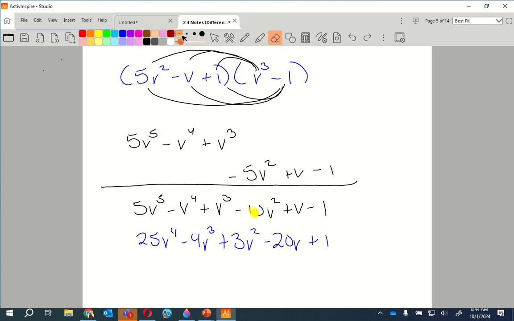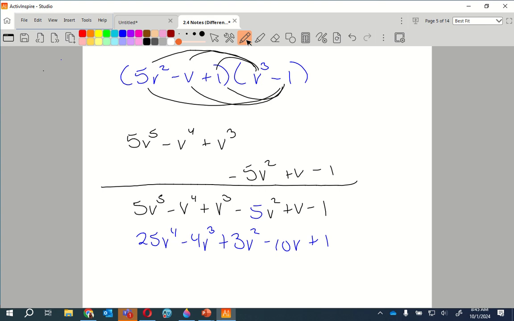I multiplied it, equals a 5 here, and then because of that, that becomes 10. So I brought down a 10 instead of a 5.